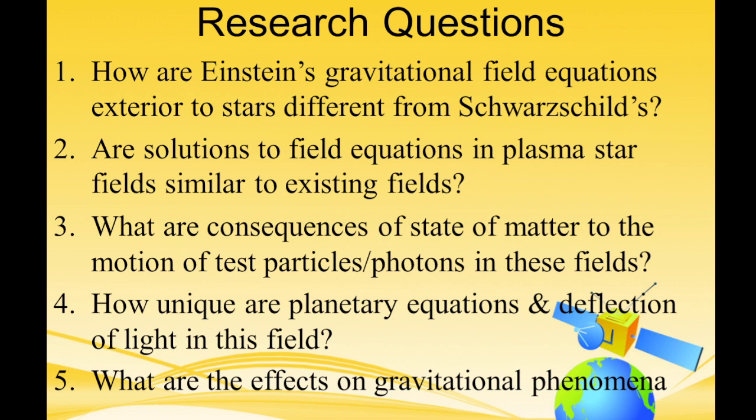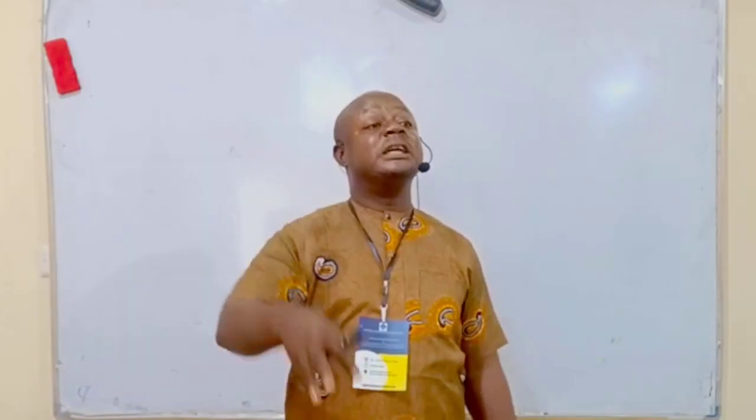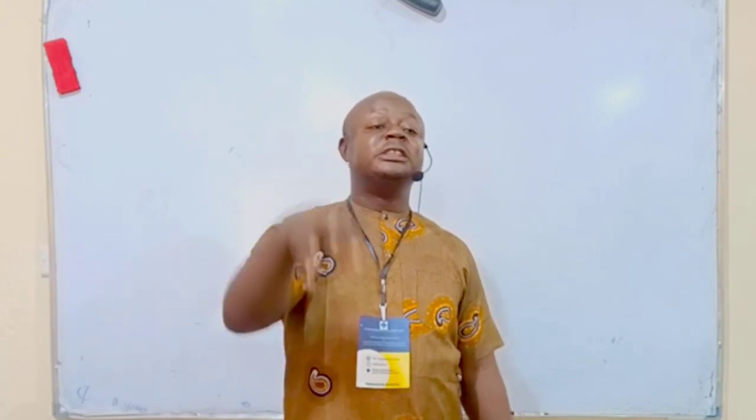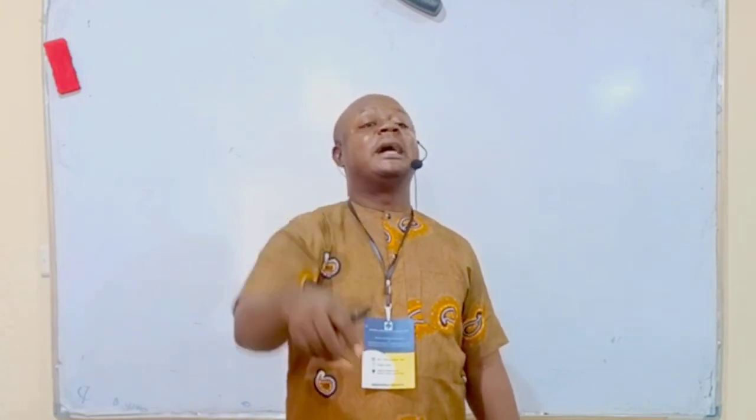What are the questions we are going to ask ourselves? The first question we are going to ask ourselves is, how are Einstein's gravitational field equations, exterior to stars, different from Schwarzschild's? Remember, when we started Schwarzschild's, I told you that Schwarzschild's is the solution to a spherically symmetric body. Okay, and the interior of that body is made up of gases.